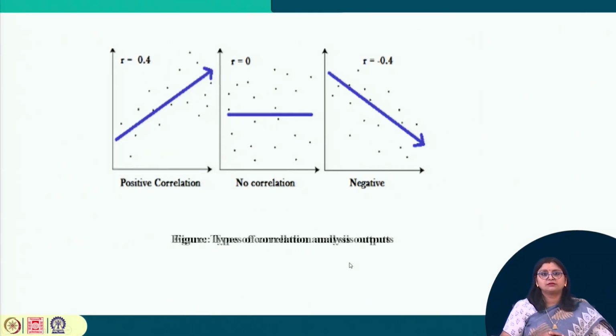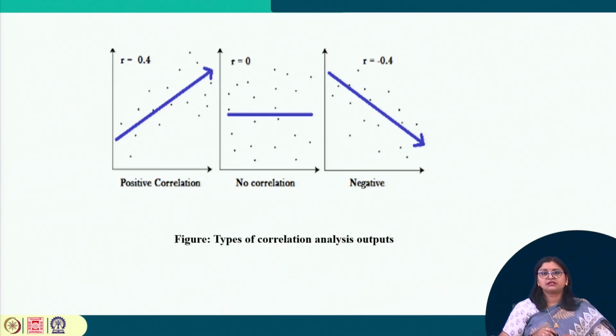I have mentioned the name maybe. This is the common picture in research books. The first picture is showing positive correlation, where an increase in one variable leads to an increase in the other. No correlation: there is no increase or decrease, there is no effect of one variable on the other. And the negative correlation, the third one: if you increase one, the other will decrease.